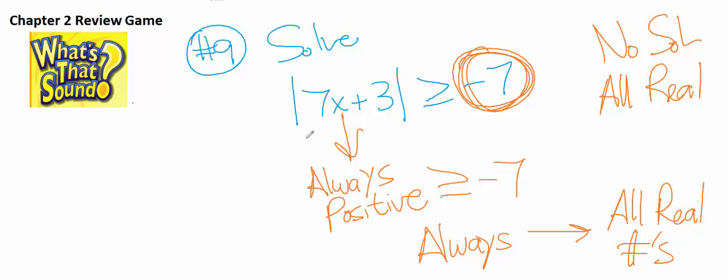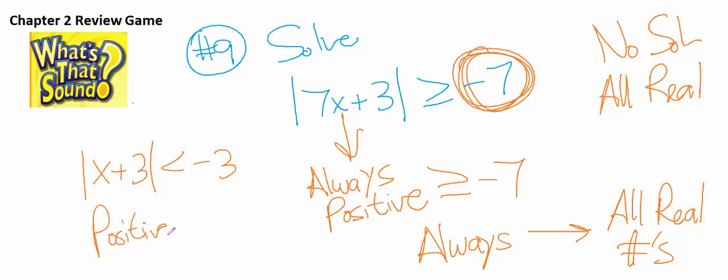Now, if this was pointed in the opposite direction, if it was like absolute value of x plus 3 is less than negative 7, take a look. We're going to get a positive, and a positive is not less than negative 7. It'll never be less than negative 7. This would be an example of no solution. But for the one we did, number 9, all real numbers is the answer. There's going to be one like that on the Celebration of Knowledge, so be looking for it. If you've got an absolute value with a negative on the other side, it's either going to be no solution or all real numbers. Okay, let's get to What's That Sound?